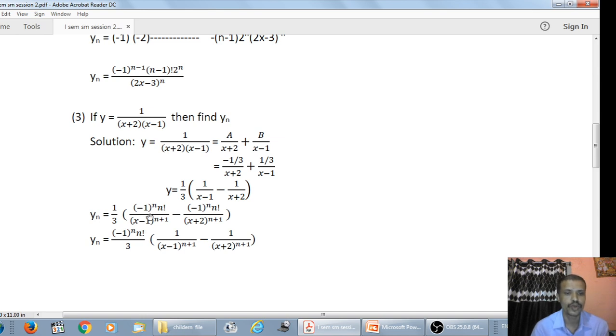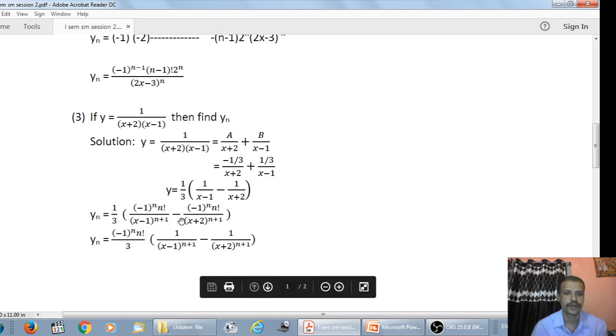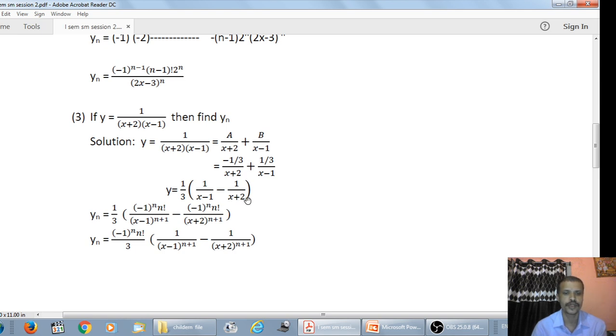Please go through the yn formula of this format 1 by ax plus b in the previous session. Negative of, and this is also of the form 1 by ax plus b, and so the yn is minus 1 to the power of n factorial n, these two terms are common, into a to the power of n. Here a is 1, the coefficient of x. 1 to the power of n is 1, divided by ax plus b. Here it is (x plus 2) to the power of n plus 1.